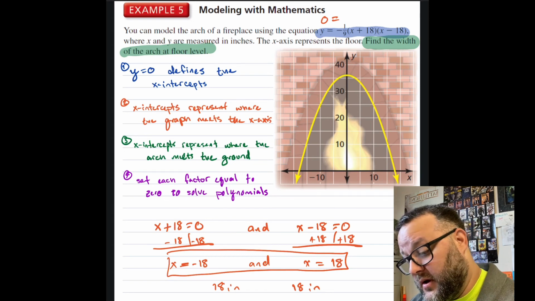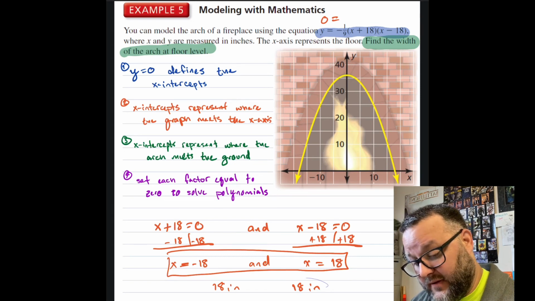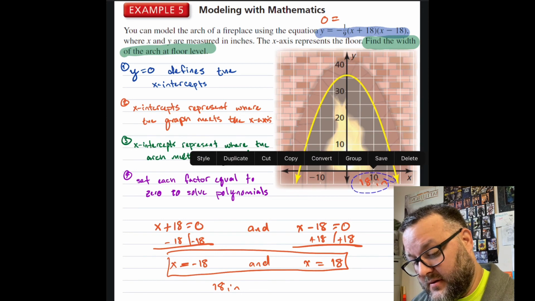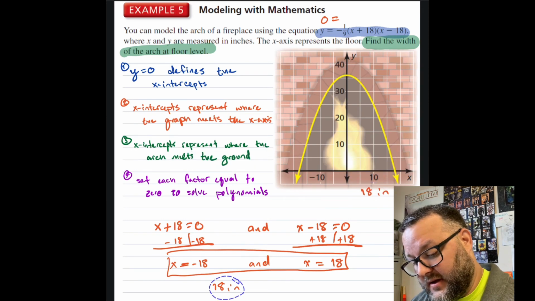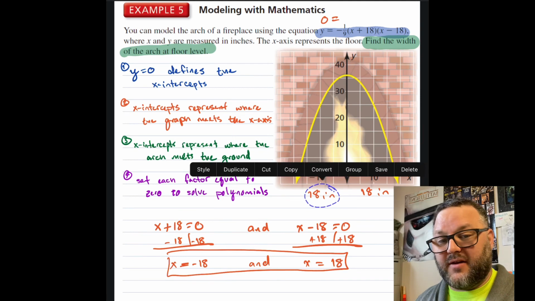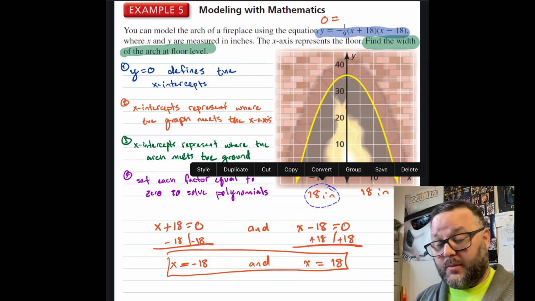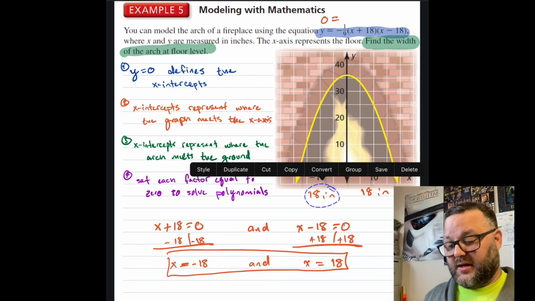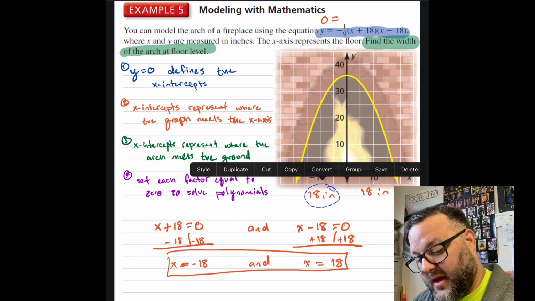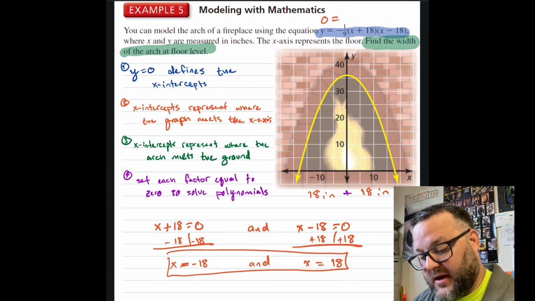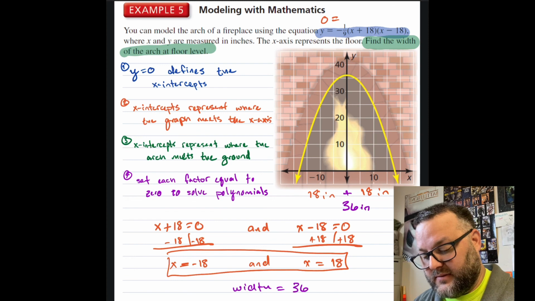Here's where that relates. I have 18 inches right here, and I have 18 inches here. See, the negative just told us what direction to move, in this case, from the center. That's almost always the case. So I moved 18 inches to the left, and I moved 18 inches to the right. What that means is when I add those together, I get 36 inches. So the width of my fireplace is 36 inches.